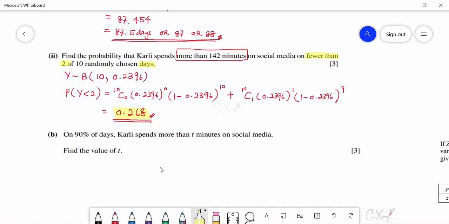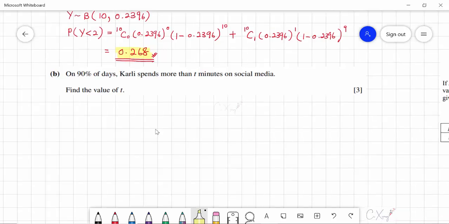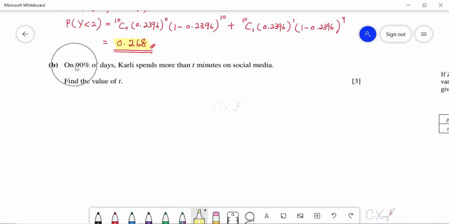Okay, so when we come to part B, they are talking about on 90% of days, Carly spends more than 3 minutes on social media. So they want you to find the value of t. For this question, if you try to rephrase it again, 90% means the percentage or the probability, and he or she spends more than 3 minutes. So again, they come back to minutes, the time.